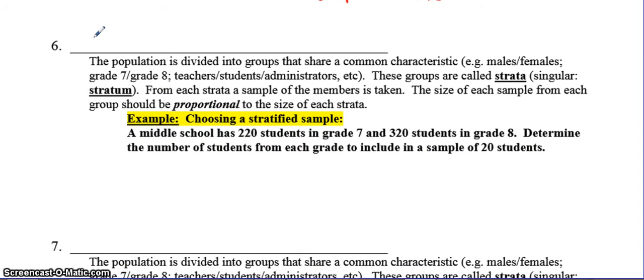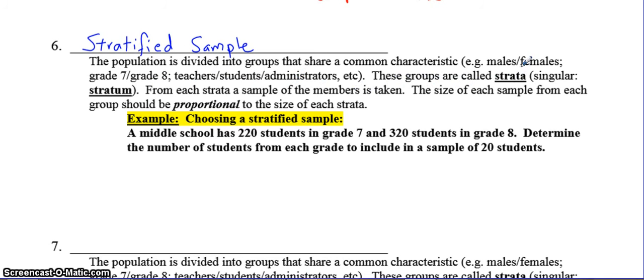The next one is called a stratified sample. So that is when the population is divided into groups that share common characteristics. So for example, you could divide them into males and females. You can divide them into grade 7 and grade 8. You can divide them into teachers, students, administrators. You can divide them into any way you want.